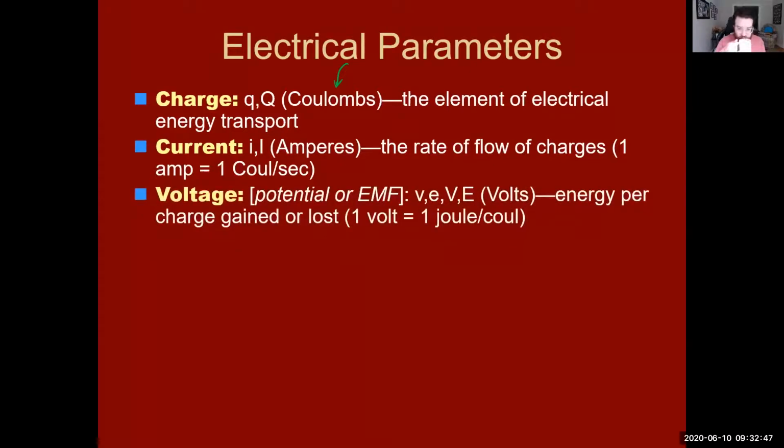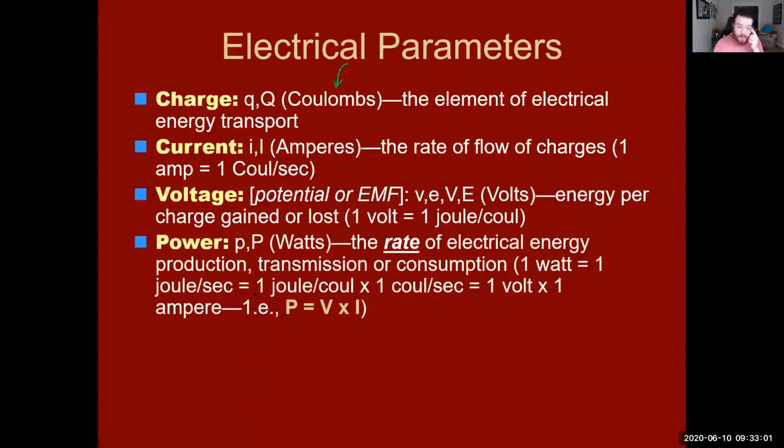Then you have your voltage. That's volts. Energy per charge gained or lost. 1 volt is equal to 1 joule per coulomb. Then you have power, which is in watts. The rate of electrical energy production, transmission or consumption. 1 watt is equal to 1 joule per second, which is equal to 1 joule over a coulomb times 1 coulomb per second. So that's how you get power is equal to voltage times current.